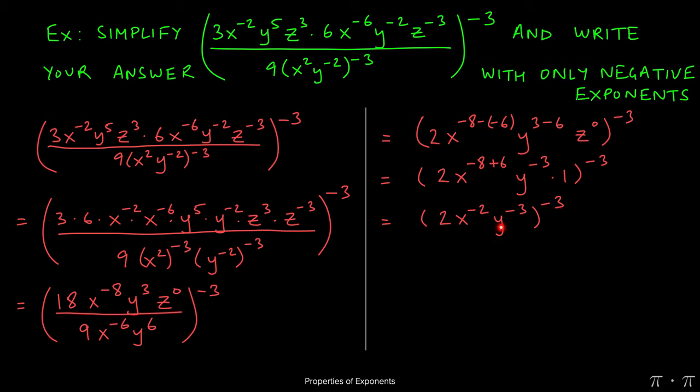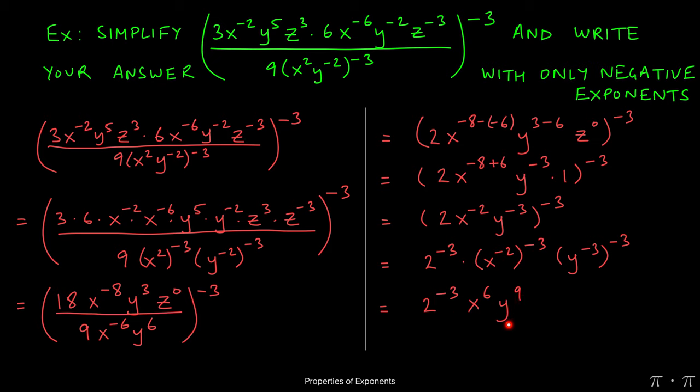Now, since there's nothing else that can be simplified inside the parentheses, and we've gotten rid of all of this mess, we can just apply the product to a power rule to all three of these terms. So we get 2 to the negative 3rd power, x to the negative 2 raised to the negative 3rd power, and y to the negative 3rd power raised to another negative 3rd. For the x and the y terms, we can apply the power rule and multiply the two powers together. Negative 2 times negative 3 will give us a 6. Negative 3 times negative 3 will give us a 9.